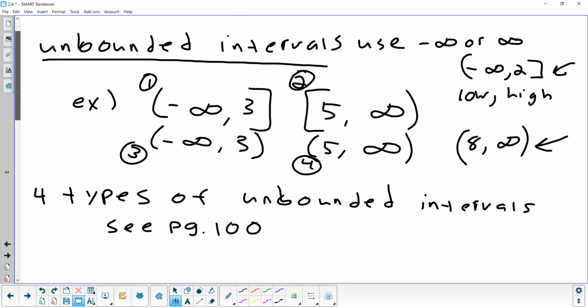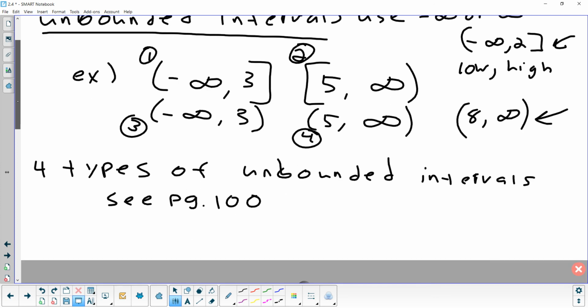And they show graphs of these on page 100. As an example, say number 3, if you were graphing that, it would look like this. Let's go 0, 3. You could do an open circle, or I'll stick with a parenthesis. That's what number 3 would look like. Parenthesis on 3, shade left. Okay, any question on that?